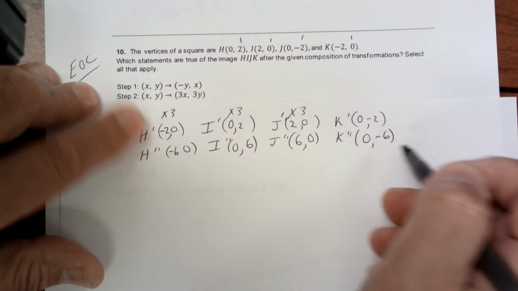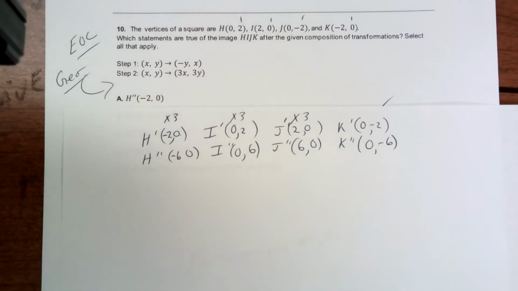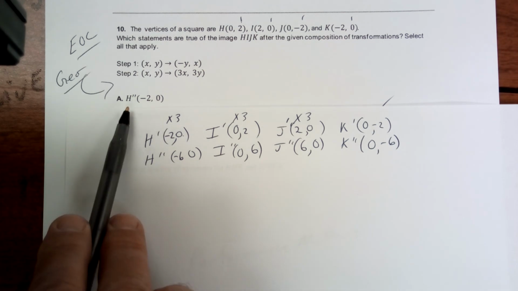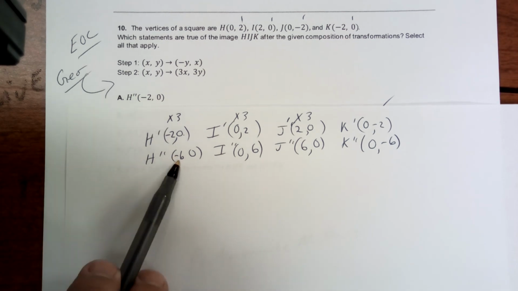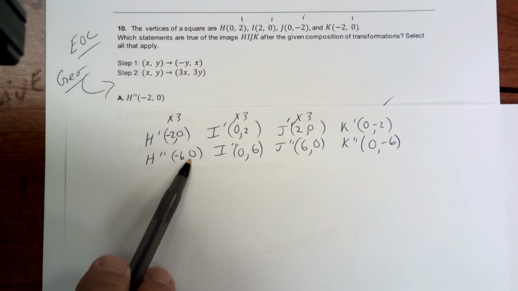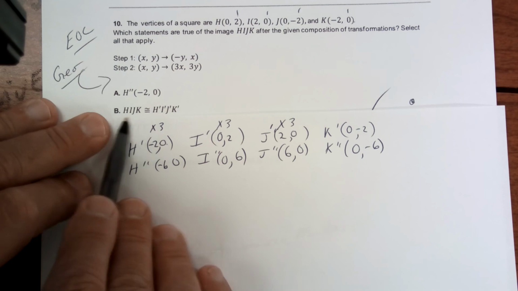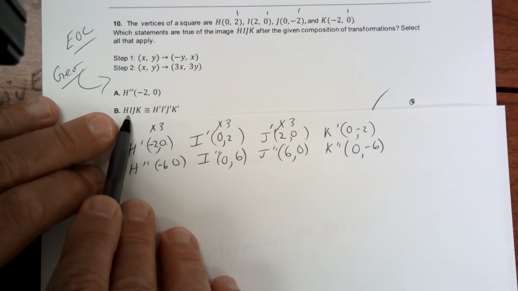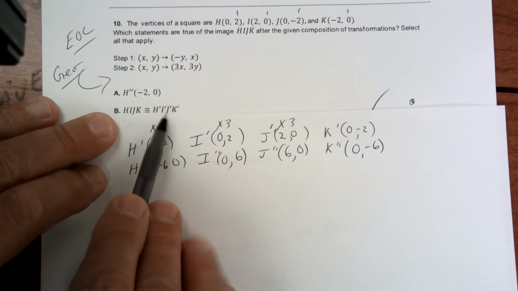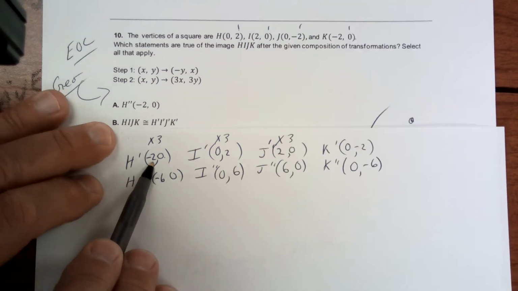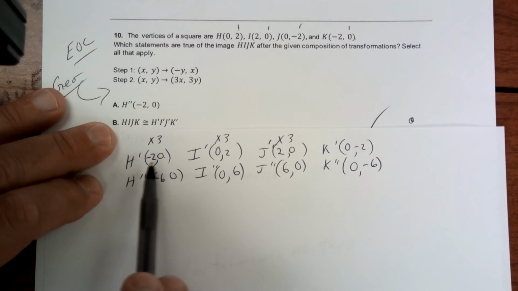Now let's see what the answers are. H double prime is this. Let's look for H double prime. That's this. We have -6 and 0. They have something different. We don't want that one. The original one is equal to the first one. No. The original one's up here, and it's not equal to this one.